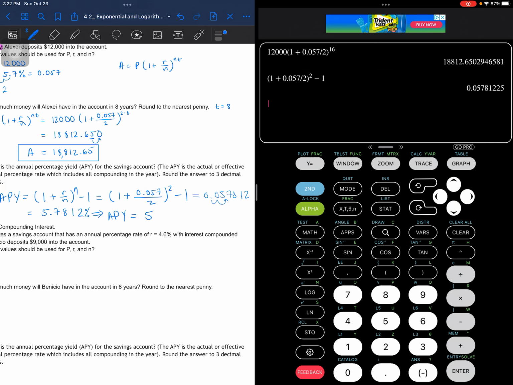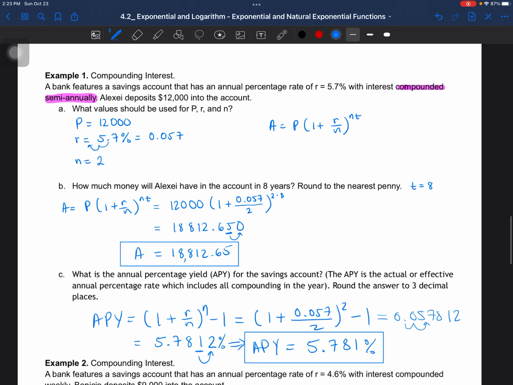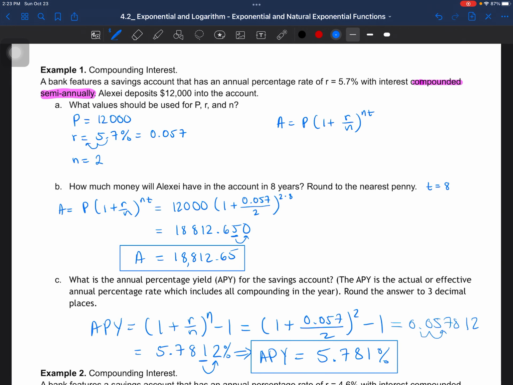5.7812. But they asked me to round it off to 3 decimal places. So in other words, APY is going to equal 5.781, right? Because I'm going to round this number and test the 2. The 2 is less than 5, so that means my number stays the same. So my APY is 5.781%, right? Remember that this value is a percentage value, it's a percentage rate.